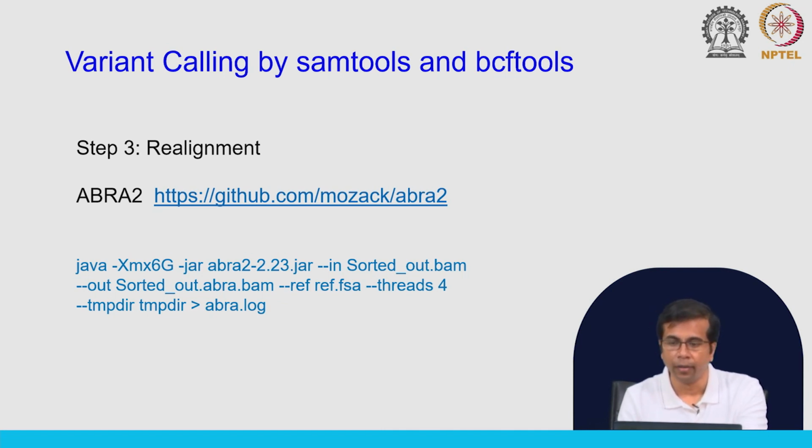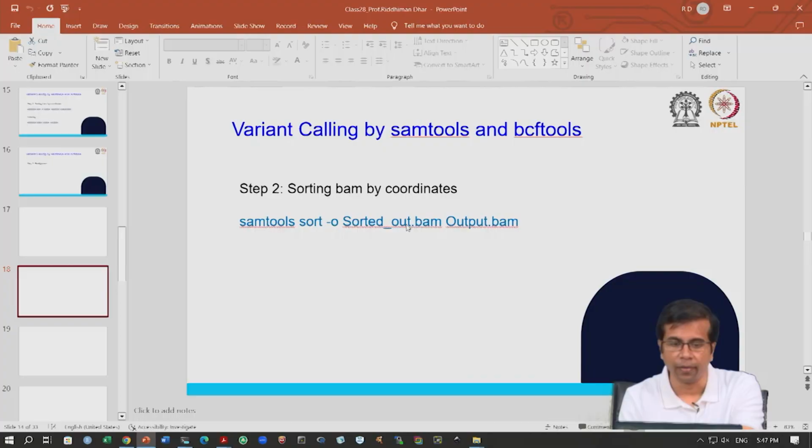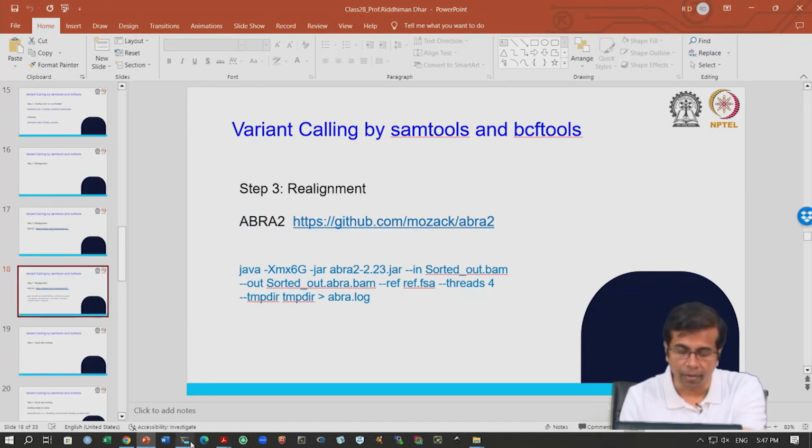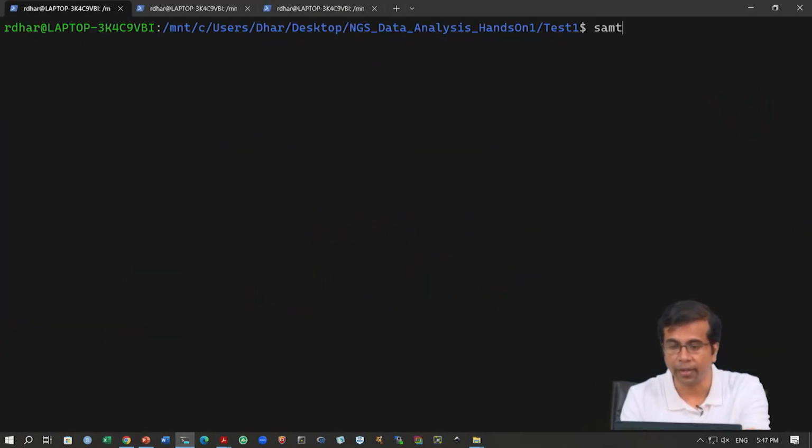Okay. So, let us now go to that. Let us build the index and then do the realignment, and we will follow that with the next step. Okay. So, let us go to the terminal. For building the index we simply use samtools index sorted_out.bam.